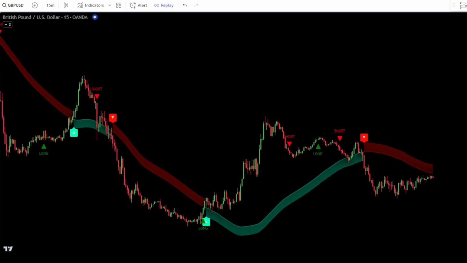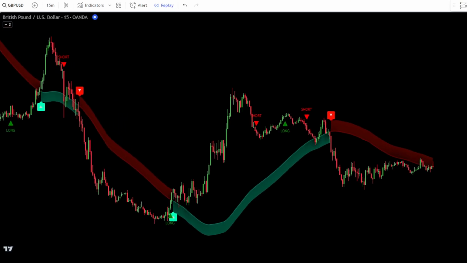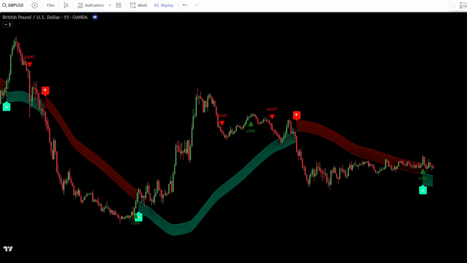In this video, we will discuss a buy-sell strategy using only 2 free buy-sell indicators from TradingView.